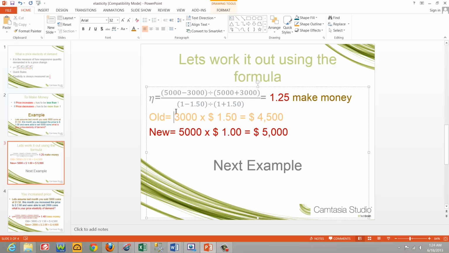Very simple. And I hope that you catch the pattern now. When you have the little brackets, the first numbers that go in will be the new: new quantity, new price. First bracket, you subtract. Second bracket, you add, and you do the same thing for price. So this will be 5,000 minus 3,000, which is 2,000, divided by 5,000 plus 3,000. You solve what's in here, which will be 8,000. So you have 2,000 divided by 8,000.